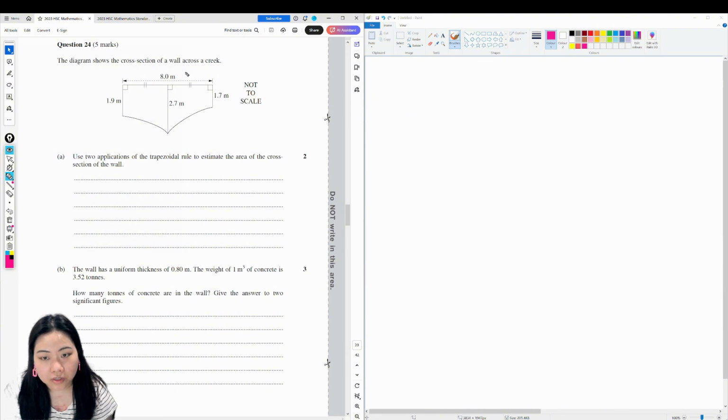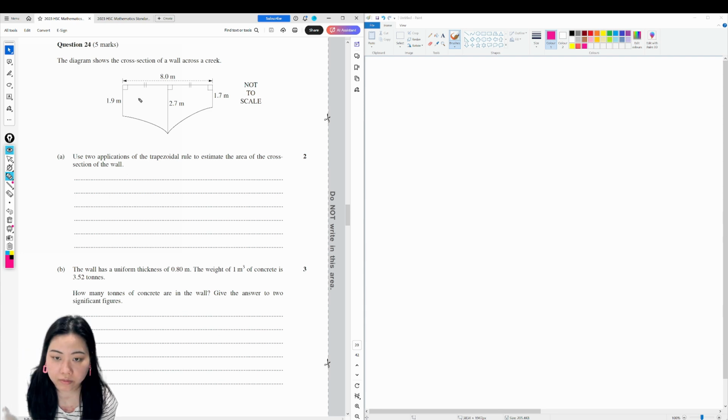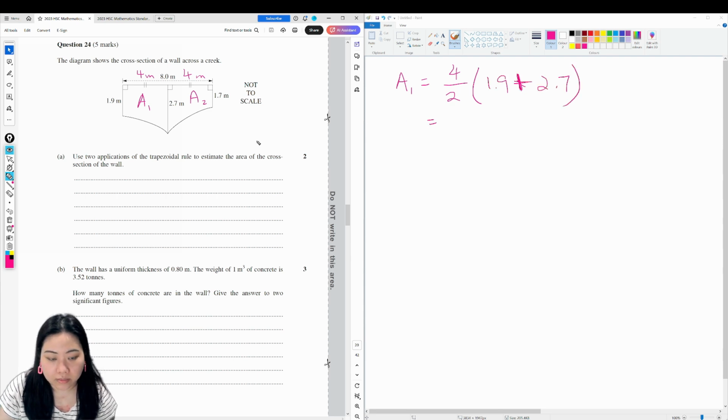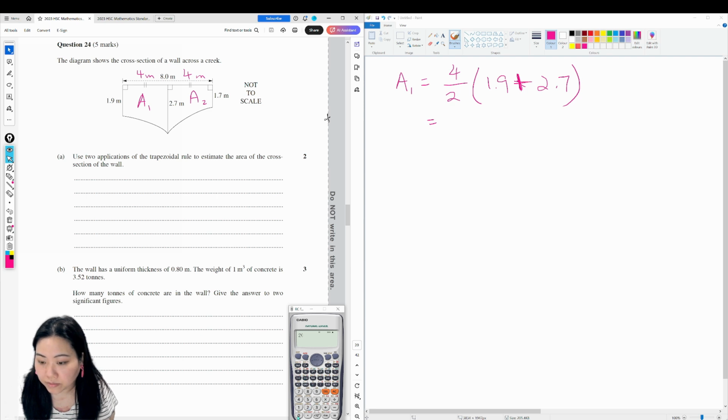Question 24 with 5 marks. The diagram shows the cross-section of a wall across a creek. Use 2 applications of the trapezoidal rule to estimate the area of the cross-section of the wall. 2 applications, eh? Let's find the area of this one, and then we'll find the area of that one. First area is going to be the height. The height is going to be 4 meters, because each one of those is the height. 4 over 2 outside of 1.9 plus 2.7 plus 2.7. What's that? That'll be 2 outside of 1.9 plus 2.7.